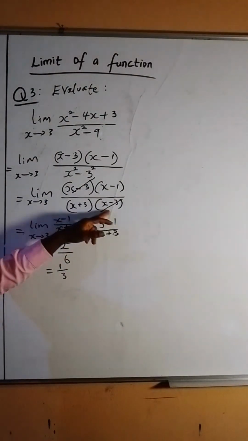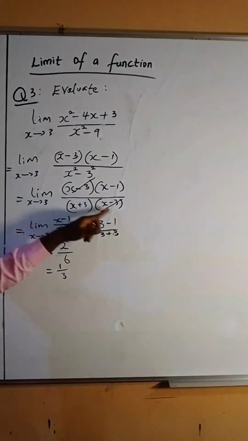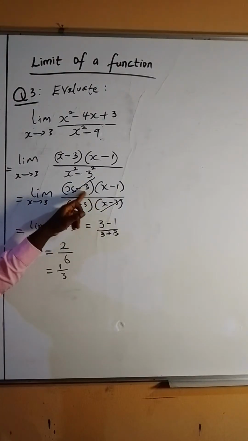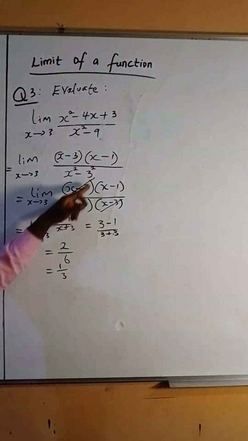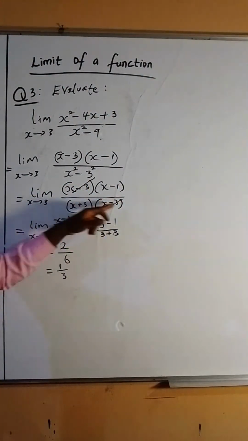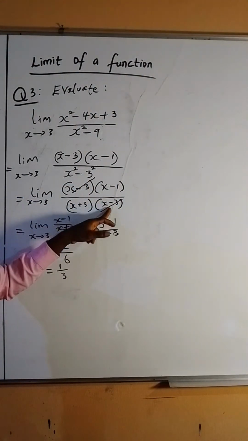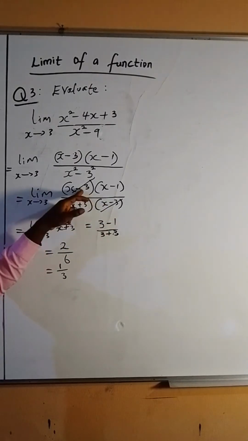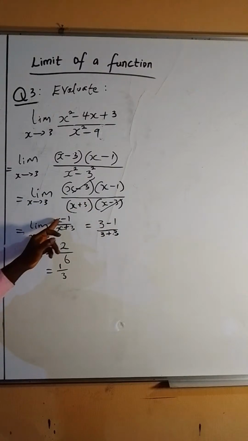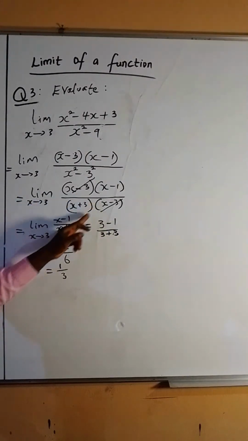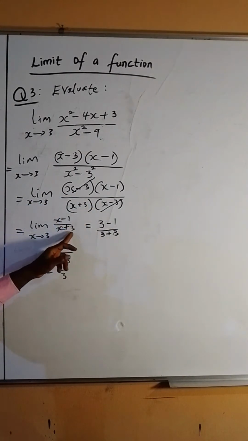Here you can see that we have been able to get something similar, so we can strike it out. This is the reason why the limit was not working. When we strike them out, we now have x minus 1 divided by x plus 3.